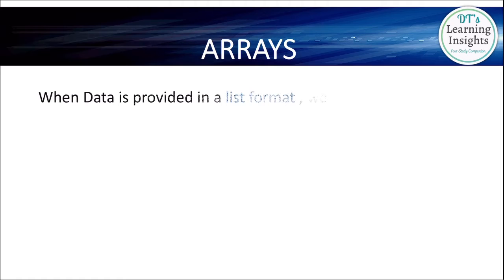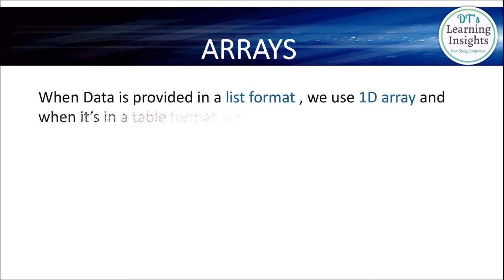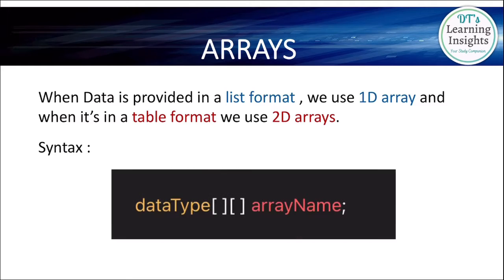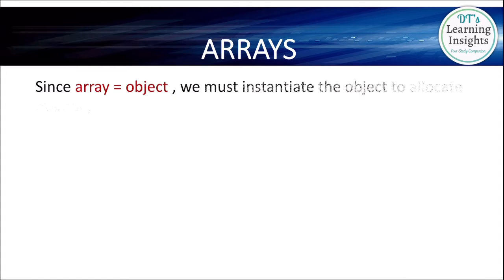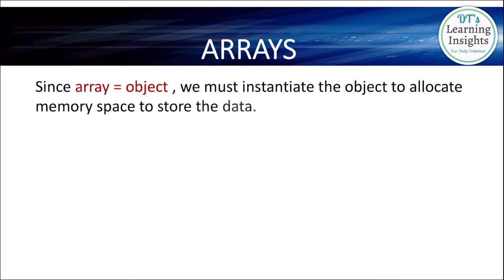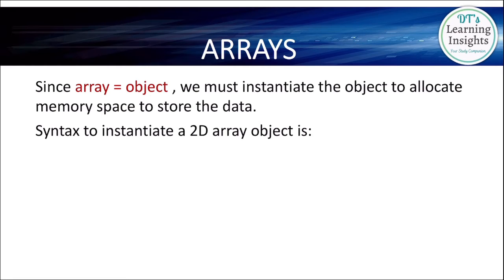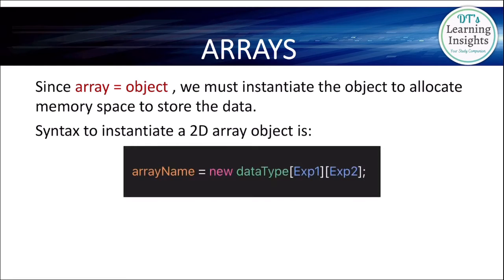When data is provided in a list format, we use 1D array, and when it's given in a table format, we use 2D arrays. Here's the syntax. Since an array is equal to an object, we must initiate the object to allocate memory space to store the data. The syntax to initiate a 2D array object is as follows.